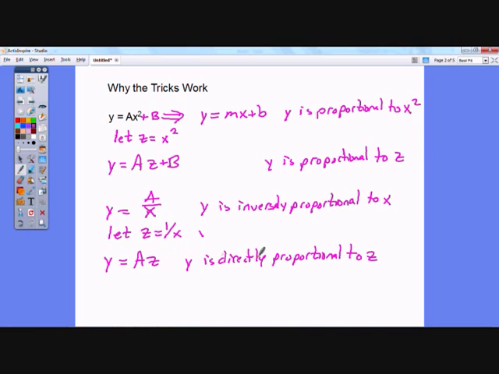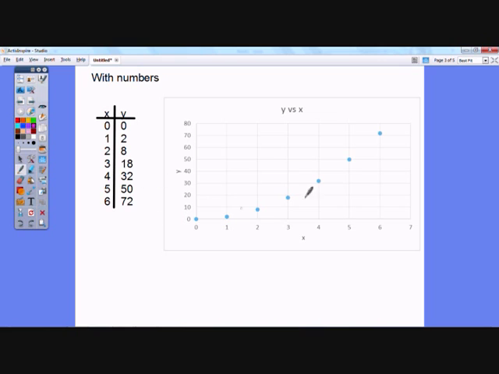So when we plot this, we should actually find that this is a line, and we could find the equation of that line. The big trick here is that z is 1 over x. So all you have to do is change variables, and this will work. So let's go look at some numbers. I've set up a data table here, and I've actually already used a computer to plot it. So we look at this and say, okay, it's definitely not a line. It looks like a parabola.